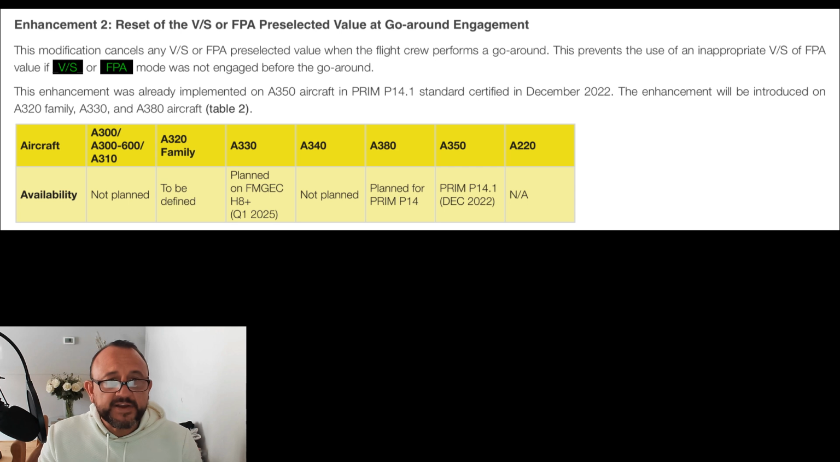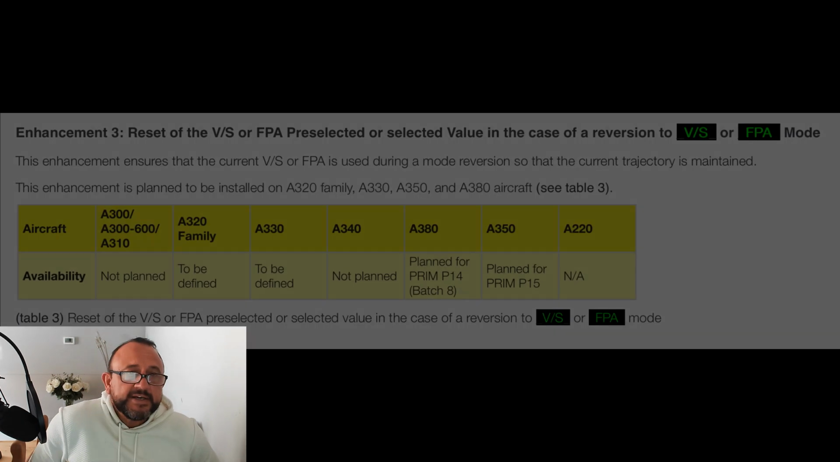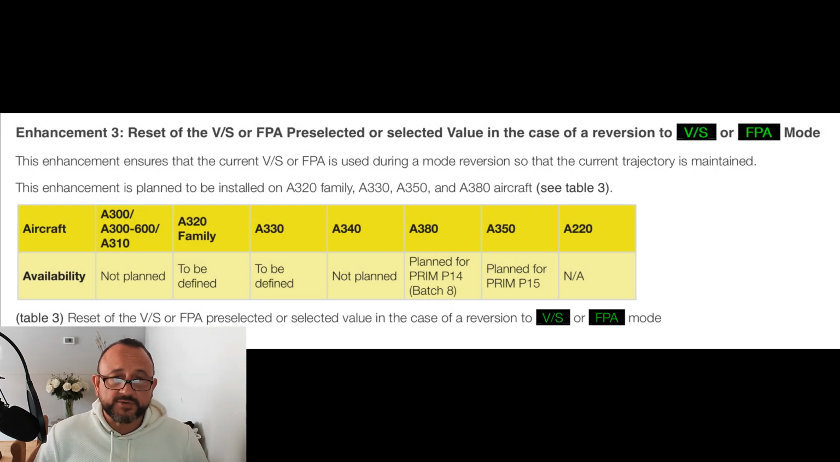And then reset the VS or FPA pre-selected or selected value in the case of a reversion. This enhancement ensures that the current VS or FPA is used during a mode reversion so that the trajectory is maintained. I think that's a really important one. And again, a table there to show when that is planned.